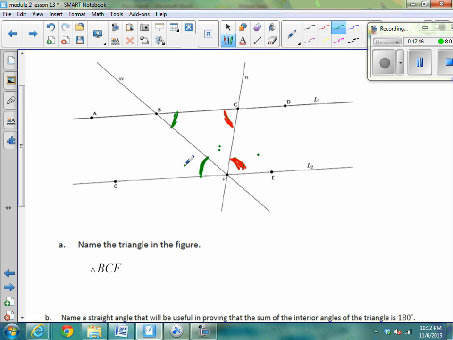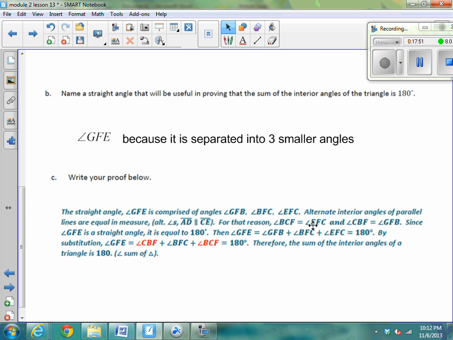So that's why in our proof, we can say angle BCF, and follow along with your finger, follow BCF, is equal to EFC because they're alternate interior angles. And angle CBF, the other angle in the triangle, is equal to angle GFB. Another alternate, they're both alternate interior angles of parallel lines, so they're congruent.